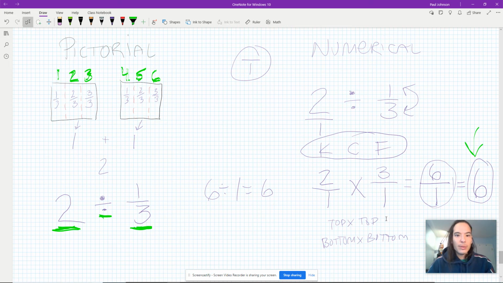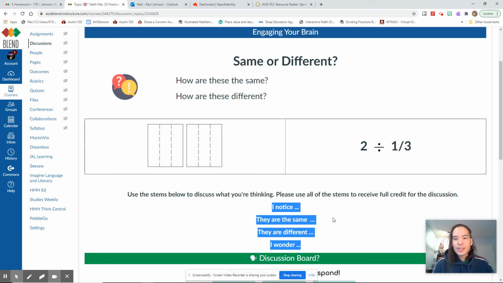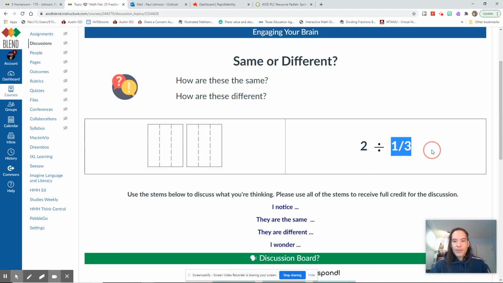All right, so if we go back to our discussion, once again, remember, all 4 discussion stems are necessary for full credit, so please use all 4. Just watching the videos should give you some reference of things that you can say. So once again, I noticed that this is 2 representations of dividing whole numbers by fractions, because we divided a whole number by a fractional piece, and we divided these 2 wholes into 1/3 size fractional pieces. They are the same representation of value.